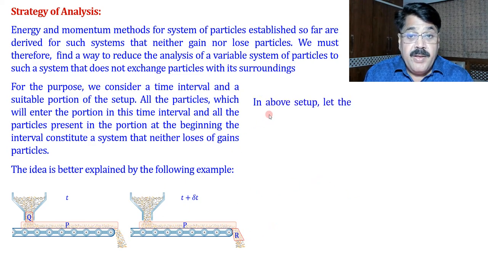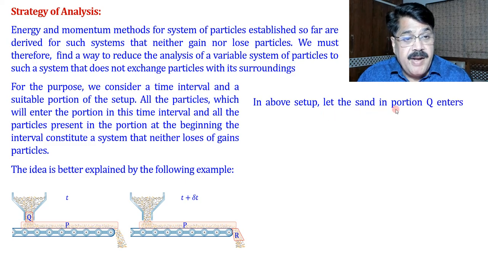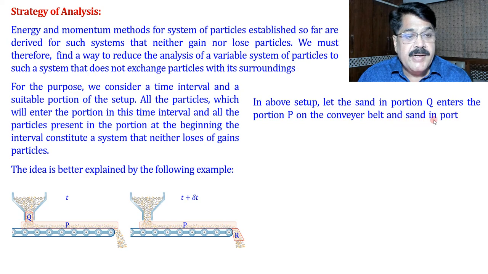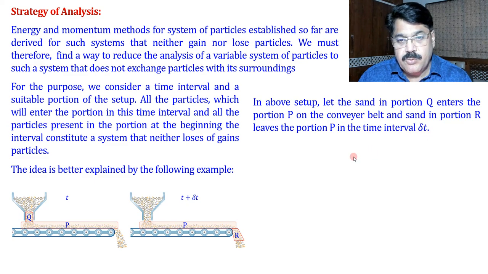Let us see here. In the above setup, let the sand in portion Q enter the portion P on the conveyor belt, and the sand in portion R leave the portion P in the time interval considered, delta t. So I can again explain. We consider a portion P here, and we consider a time t and t plus delta t. So the interval is delta t. And we consider the amount of sand which will enter the system, this portion P, in this time interval delta t.